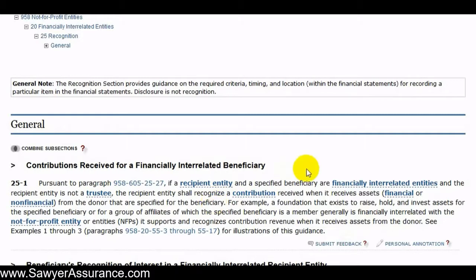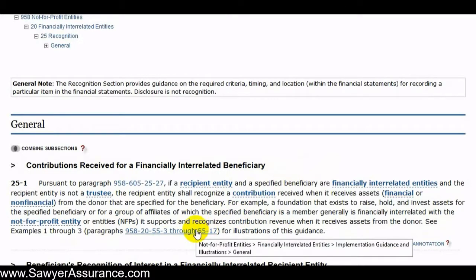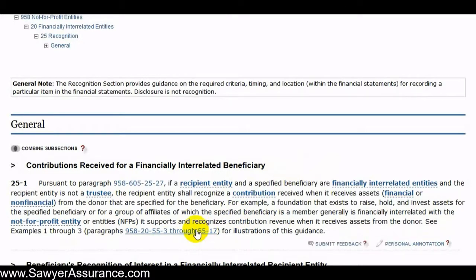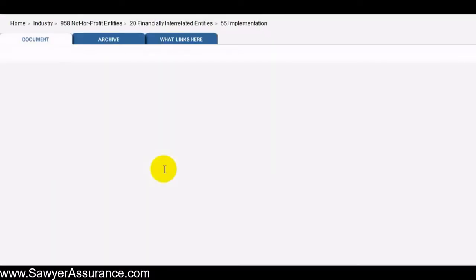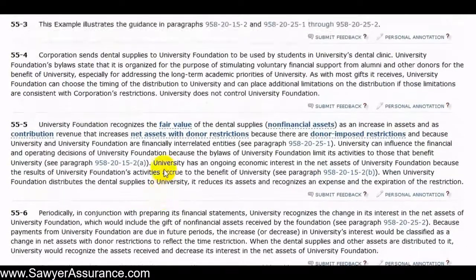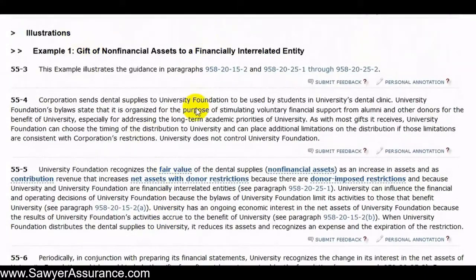We have a lot of examples here that the FASB has provided for us on how to apply the standard. So let's take a look at a few of those examples, and it'll be more clear to us when to recognize these contributions that we receive that are intended for a beneficiary. For the first example, we have a corporation, which is the donor, who sends dental supplies to a foundation, which is the recipient entity, and then those dental supplies are sent down to the university's dental clinic, the beneficiary.